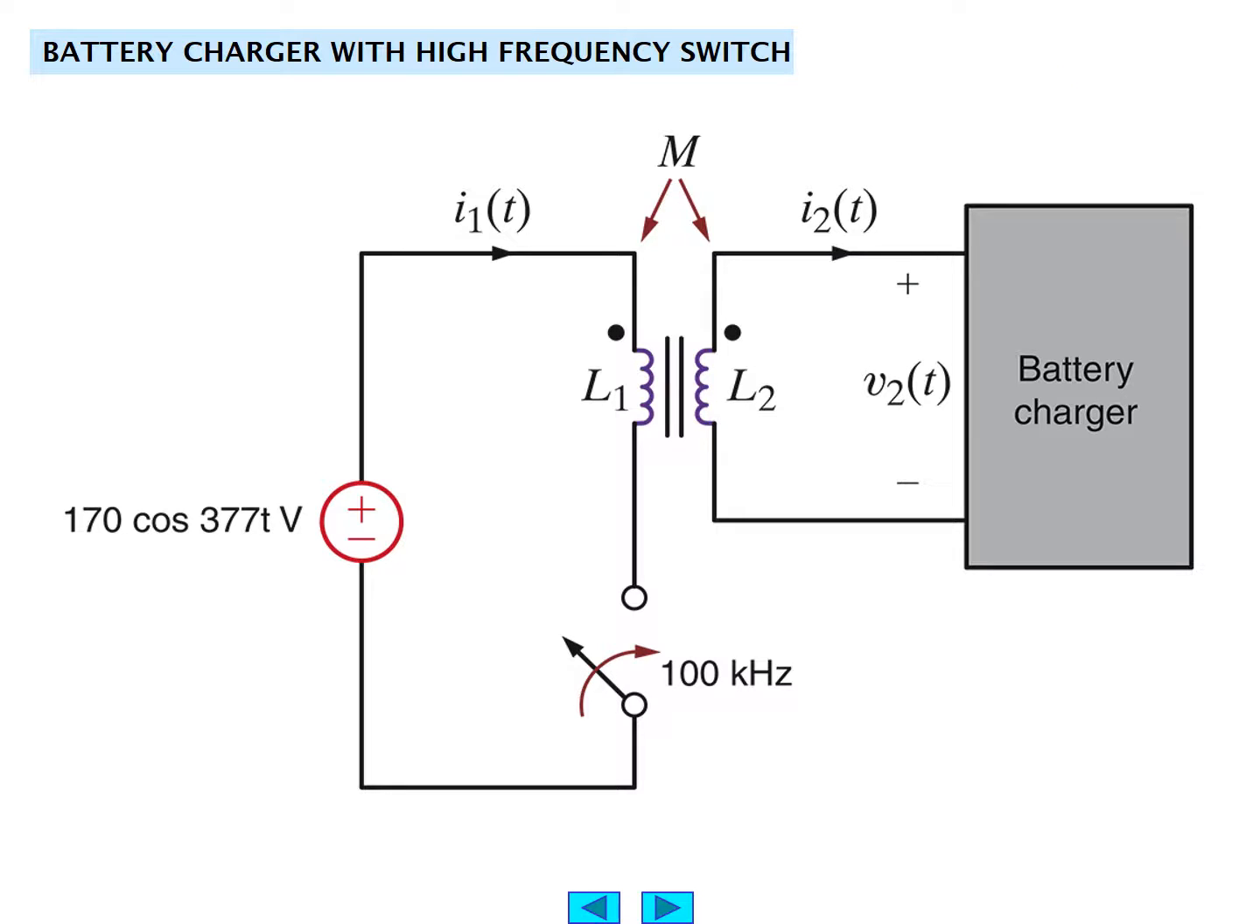So, battery charger with a high frequency switch. Just for professional interest, we have 170 cos(377t) developing a current I1 into a transformer with L1, L2, and mutual inductance. An I2 circuit develops a voltage V2 for the battery charger. And we have a switch which is closing and interrupting itself about 100,000 times a second, a 100 kilohertz rate.